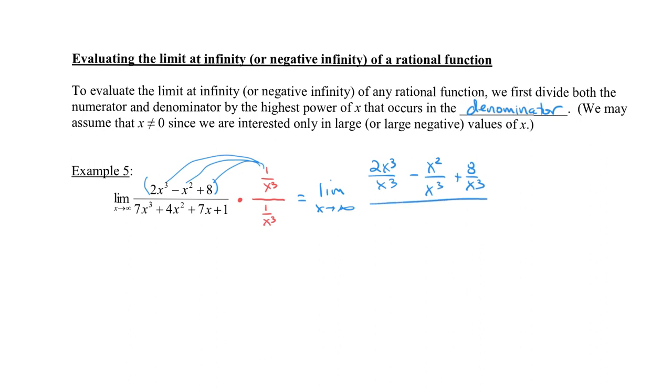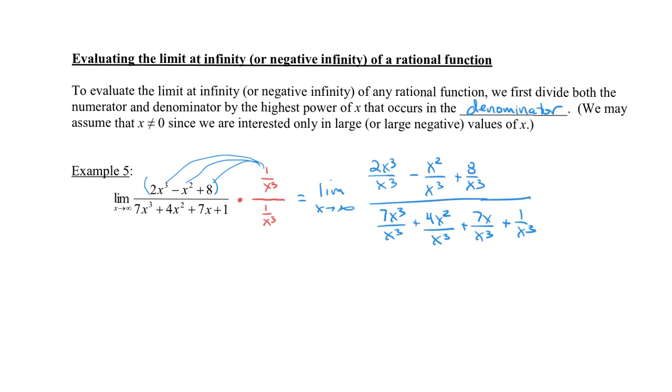And then in the denominator, we'll have 7x cubed over x cubed plus 4x squared over x cubed plus 7x over x cubed plus 1 over x cubed. And then we can go through and clean these up. So this is really just 2, right, because the x cubes will cancel. Here, this is equivalent to 1 over x.